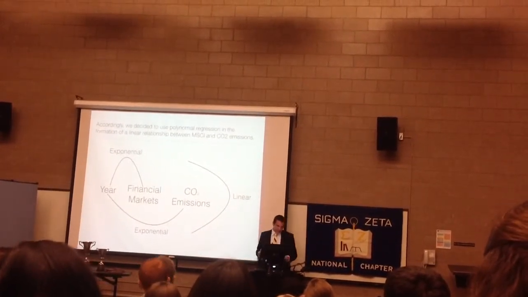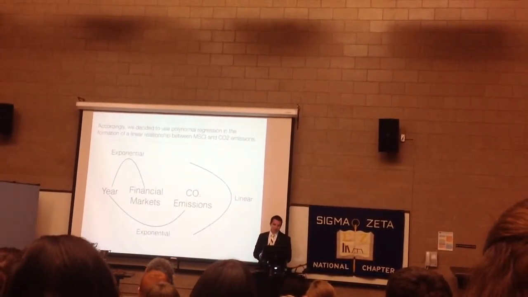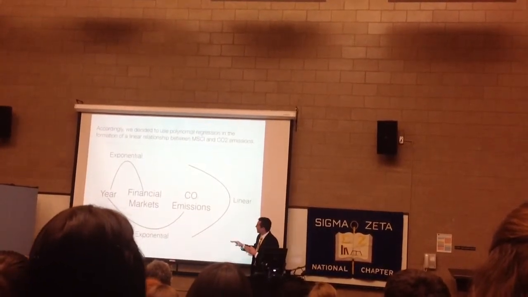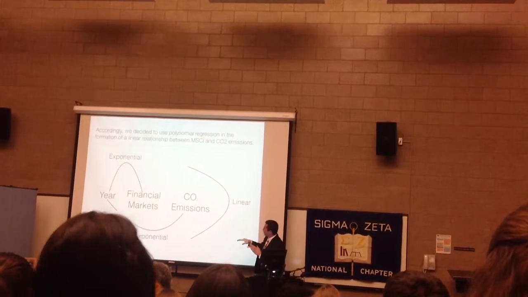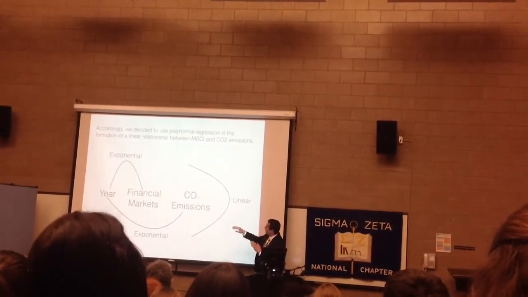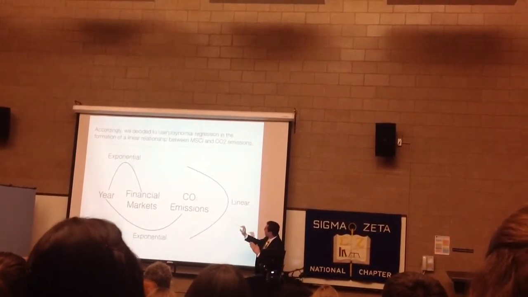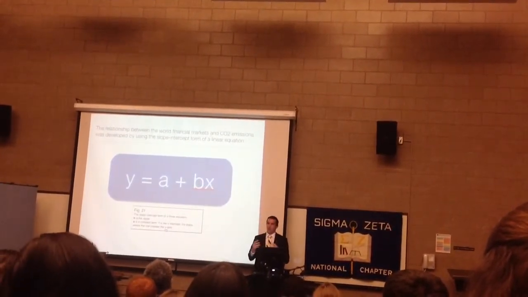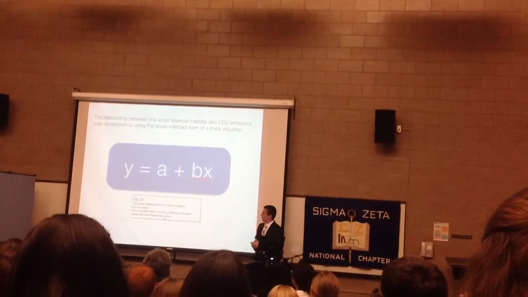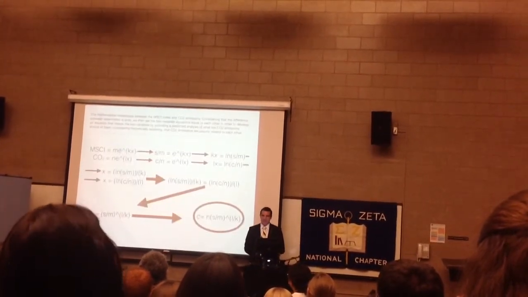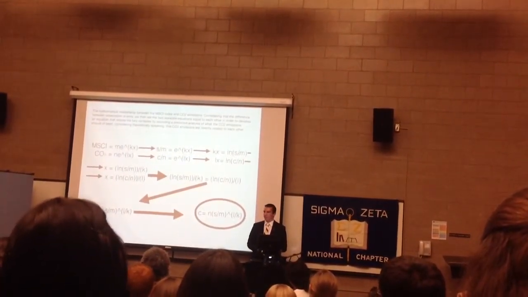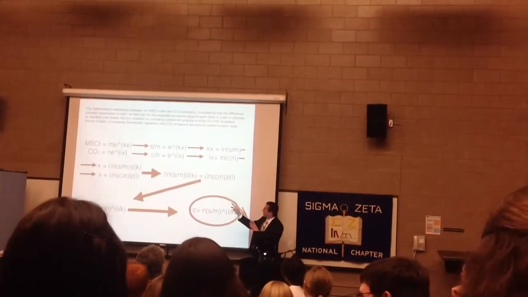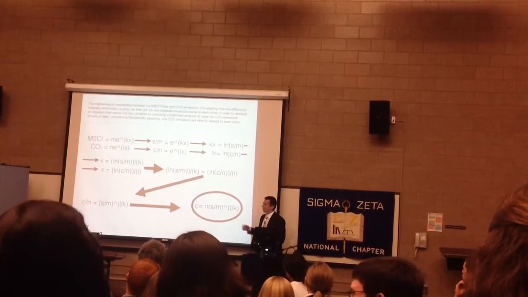So accordingly, we decided to use this polynomial regression in the formation of a linear relationship between the two variables. And by doing this, pretty much used the exponential relationship between year and emissions and the exponential relationship between year and financial markets. And we love this linear equation, which is where our slope-intercept equation came into play. And I'm going to breeze through this because I think a lot of you are biology and natural science people. I don't really care about math too much. But pretty much we set the two slope-intercept equations equal to each other, and we got this nice equation.